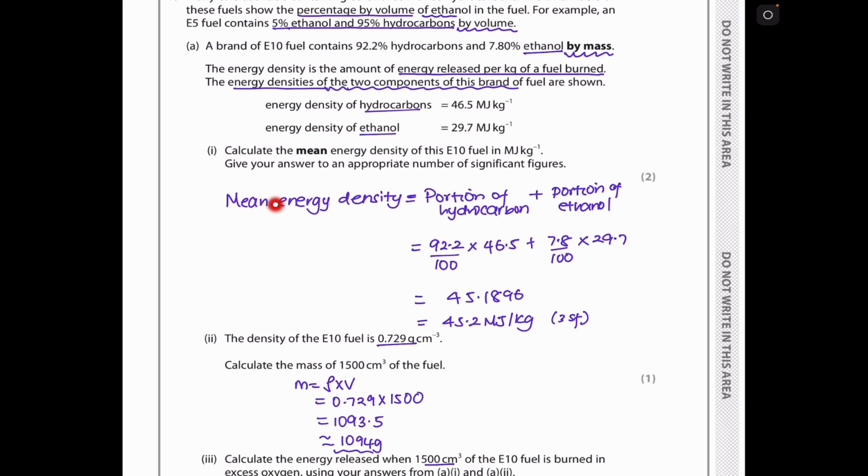So to calculate the mean energy density, I'm going to get the portion of hydrocarbon plus the portion of ethanol. Remember, we have 92.2% and 7.8%. So 92.2 divided by 100 times 46.5, which we have here, plus 7.8 divided by 100 times 29.7. And this gives me 45.1896, which is 45.2 megajoules per kilogram. This is to 3 significant figures.